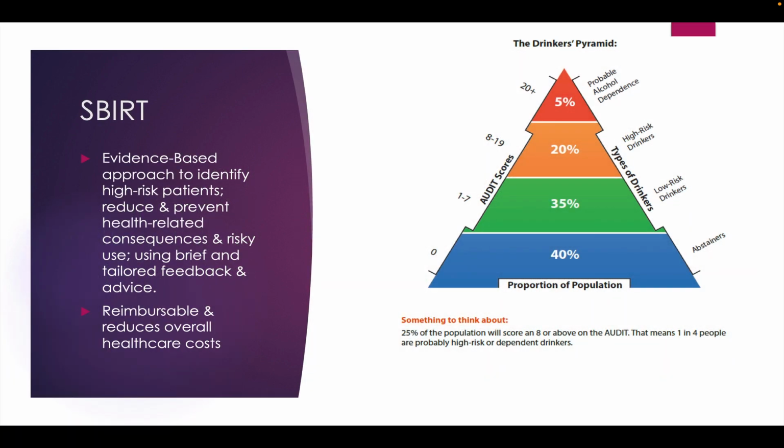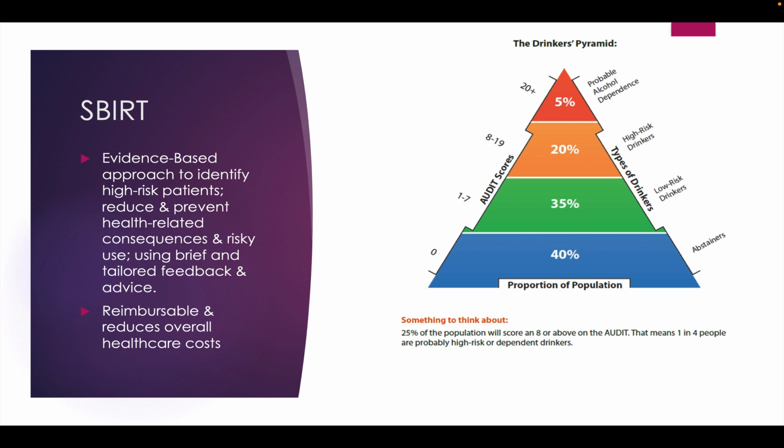SBIRT is an evidence-based approach to identifying high-risk patients, reducing and preventing health-related consequences of risky use, and using brief and tailored feedback to give advice and motivate them towards treatment. It is reimbursable and reduces overall healthcare costs.